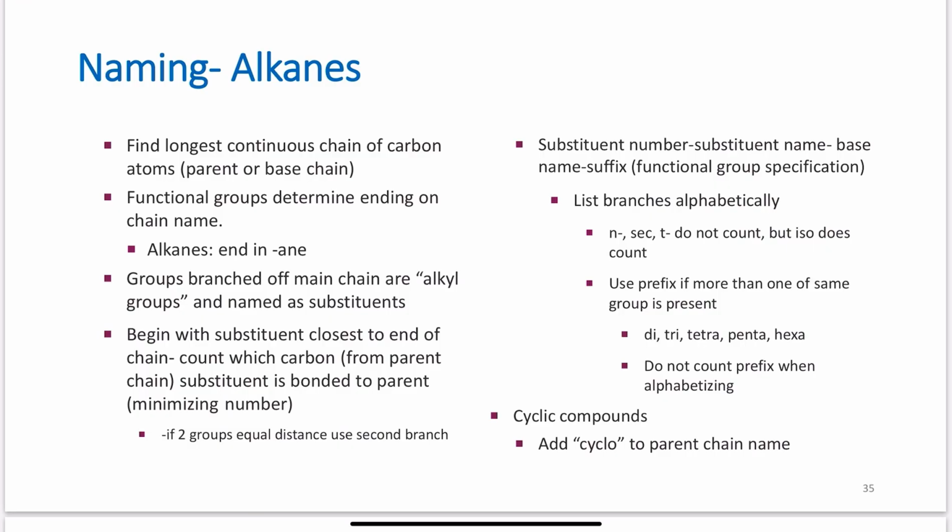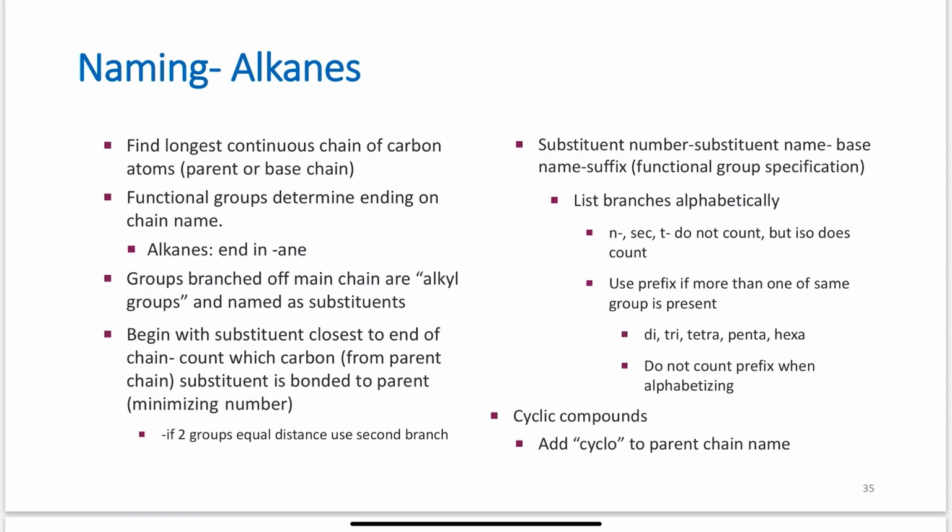Begin with the substituent closest to the end of a chain and count which carbon from the parent chain the substituent is bonded to. If 2 groups are equidistant apart, use the second branch to decide, and I'll show you what I mean by that in examples in just a minute. Substituent number, substituent name, base name, suffix. Functional group specification is how the names are put back together.